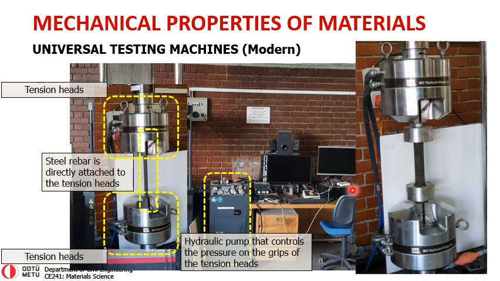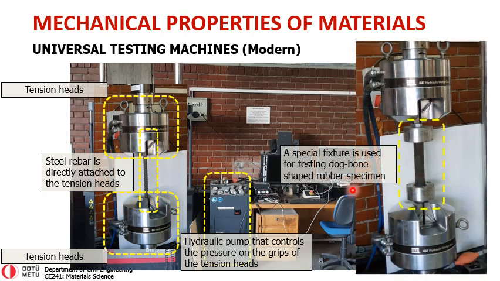Now, this is another specimen, like a rubber specimen, and since the rubber specimen will be distracted by the tensile grips, we use a special fixture for holding that dog bone shaped rubber specimen. So there is a dog bone specimen in this fixture.